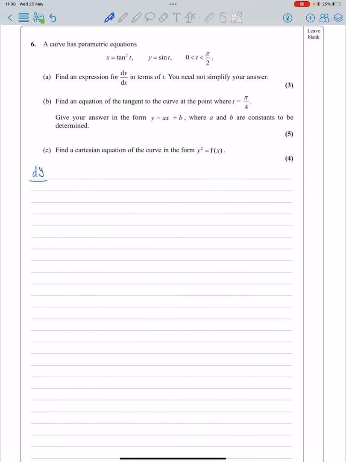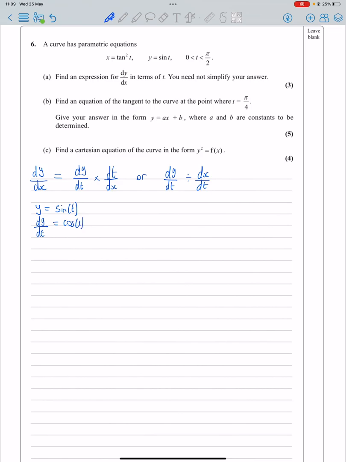We say dy/dx is equal to dy/dt multiplied by dt/dx, bearing in mind dt/dx is just 1 over dx/dt. Another way you can say it is dy/dt divided by dx/dt. They mean the same thing. So if we know that y equals sin t, then dy/dt is just going to be cos t.